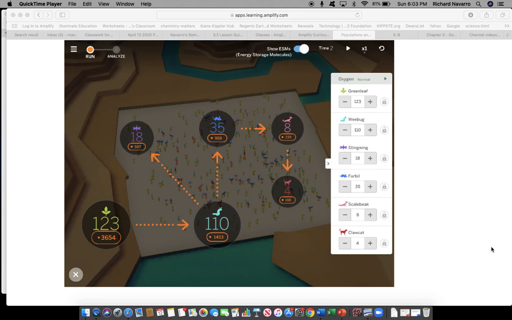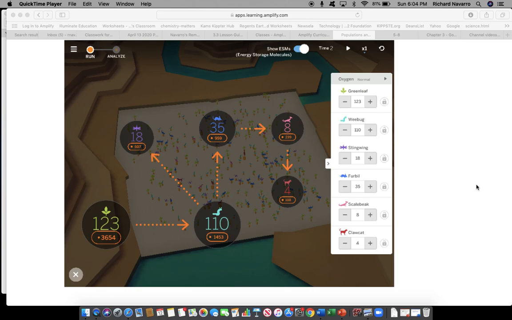Alright, so let's go ahead and begin our first mission. This will be to increase the clawcat population without changing the size of the scaleback population. So what I've done for you here on the simulator is paused it as we opened it up, and we're going to analyze the populations of the 6 different organisms that are in our food web.